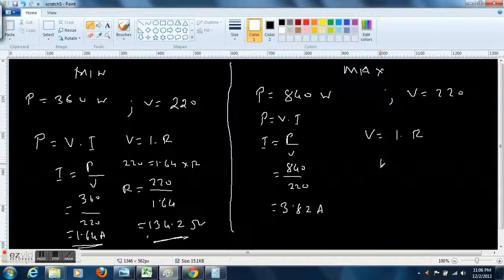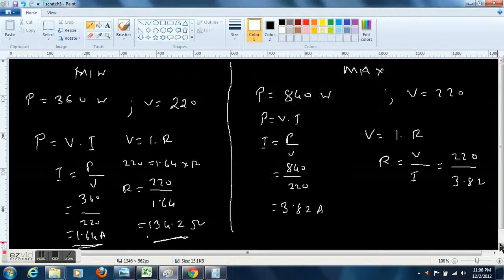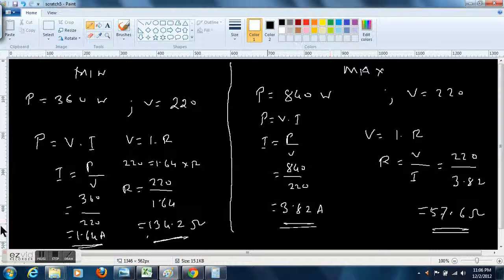Now, for the maximum position, resistance can be obtained again from the same formula, R equal to V upon I, that is 220 upon 3.82, which comes to 57.6 ohm. So that is all. We got all the answers. So this was the last problem of current electricity.